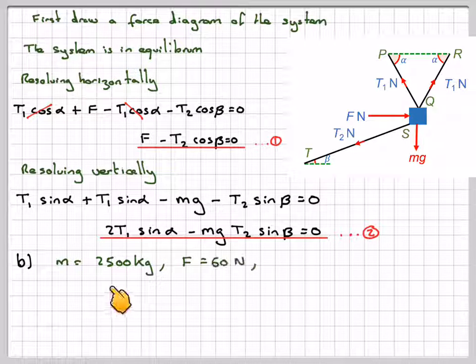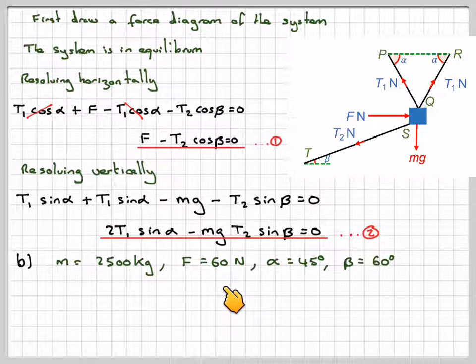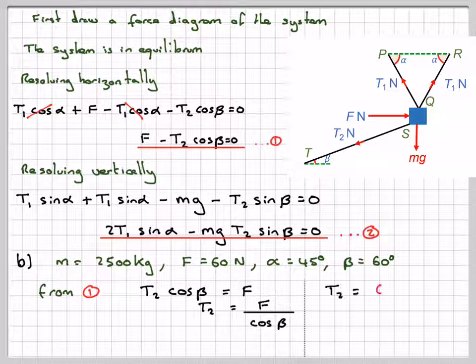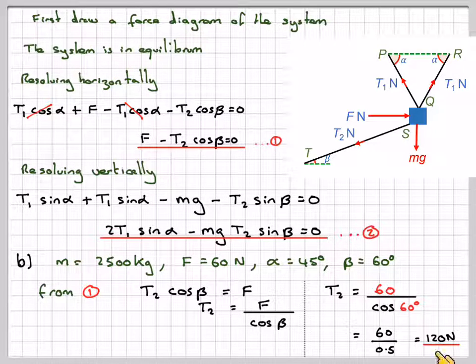Now we're given some information that M was 2,500 kilograms, F was 60 newtons, alpha was 45 and beta was 60. So from equation 1, rearranging it, T2 cos beta is equal to F, and then T2 will be F divided by cos beta. So T2 will be F, which is 60, divided by the cos of beta, which is also 60. The cos of 60 is a half. 60 divided by a half is 120 newtons.